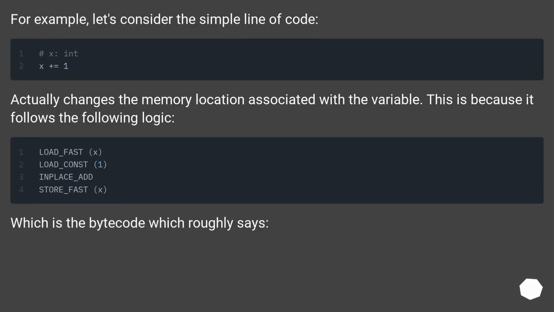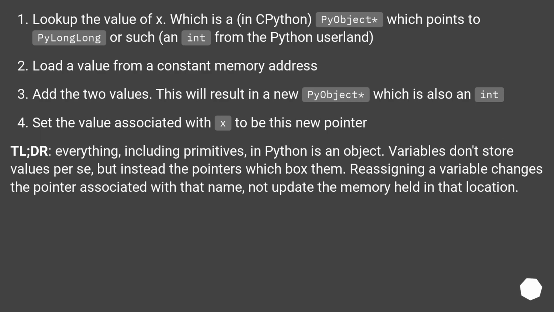For example, let's consider the simple line of code. It actually changes the memory location associated with the variable. This is because it follows the following logic, which is the bytecode which roughly says: look up the value of x, which is, in Python, a PyObject which points to a PyLongObject or such, an int from the Python userland. Load a value from a constant memory address. Add the 2 values. This will result in a new PyObject which is also an int. Set the value associated with x to be this new pointer.